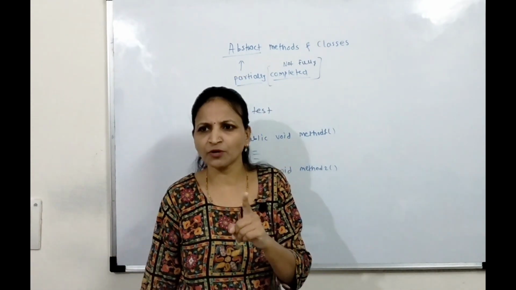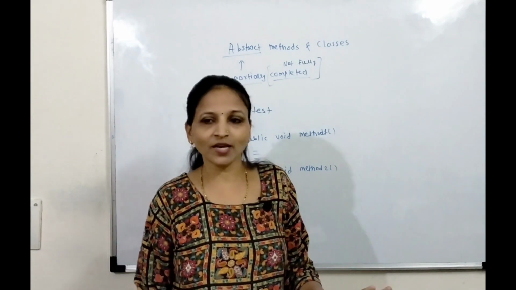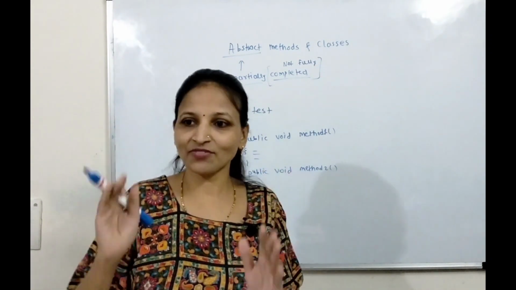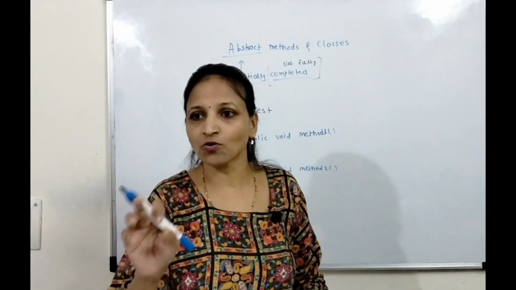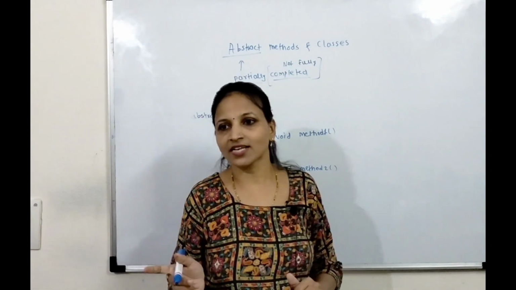It is compulsory, because there is no meaning in declaring such a type of variable. A variable does not have any implementation, but a class has implementation and a method has implementation. That's why we can apply the abstract modifier only to methods and classes.